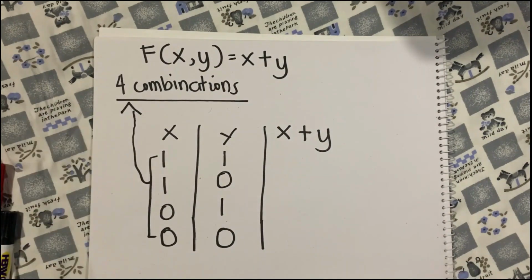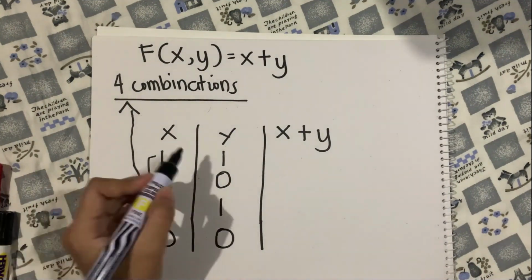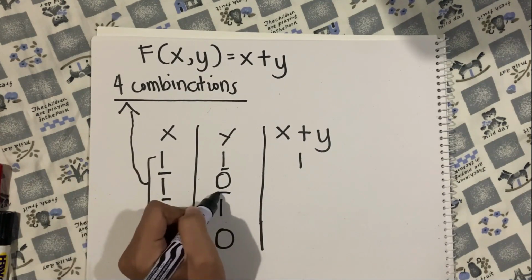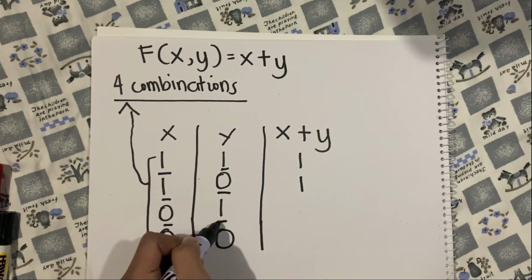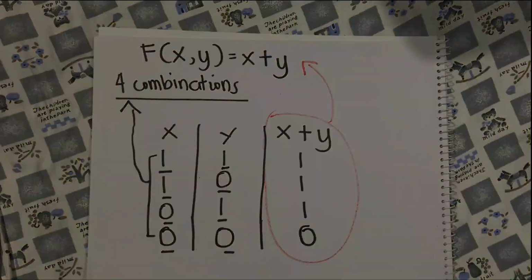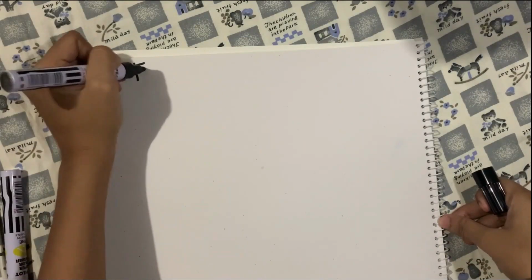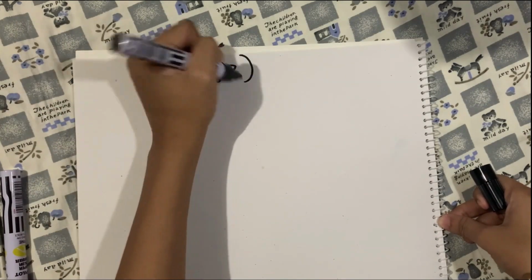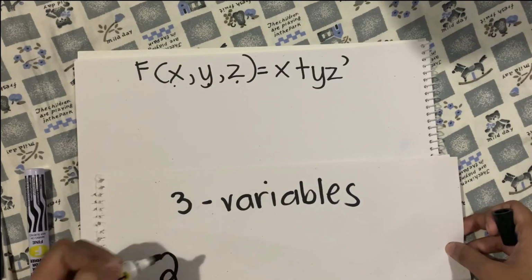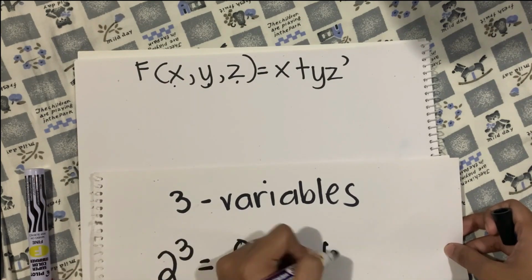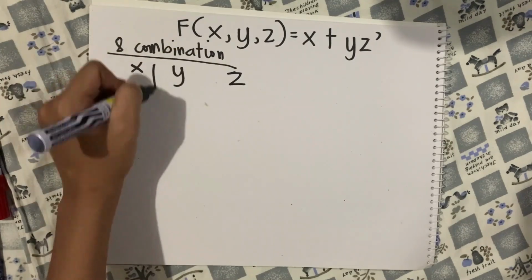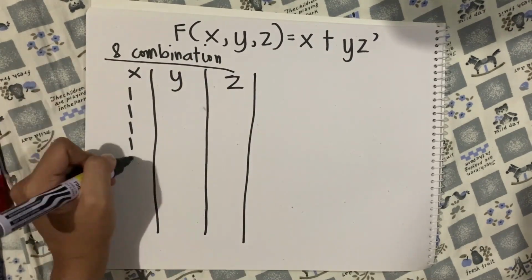Since the binary operator is OR, let's add. 1 plus 1 is equal to 1. 1 plus 0 is equal to 1. 0 plus 1 is equal to 1. 0 plus 0 is equal to 0. Let's have another example. F of x, y, z is equal to x plus y and z complement. Since we have 3 variables, we have 2 cubed, which is 8 combinations of zeros and ones for a single Boolean expression.